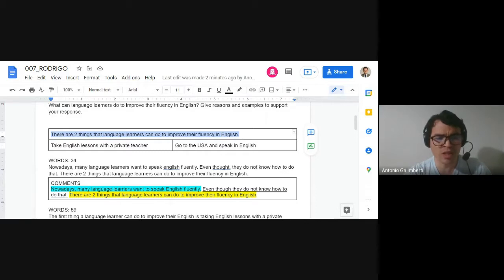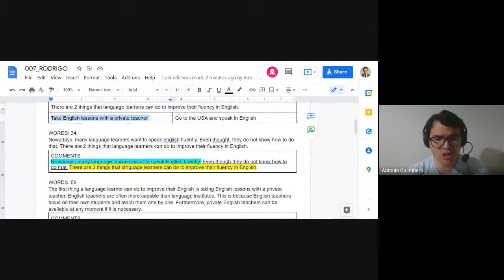And the thesis statement says there are two things that language learners can do to improve their fluency in English. What is the first thing they can do? Take English lessons with a private teacher. And the other thing that they can do is to go to the US and speak in English. So those are the two ideas this student is going to develop.